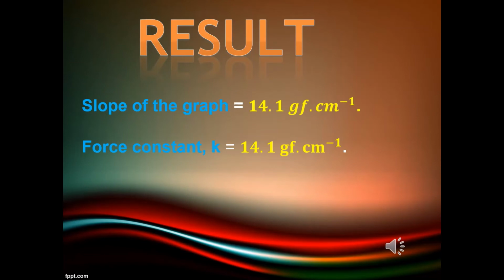In this case, the slope of the straight line turns out to be 14.1 gram force per centimeter, and that is indeed the value of the force constant of the spring.